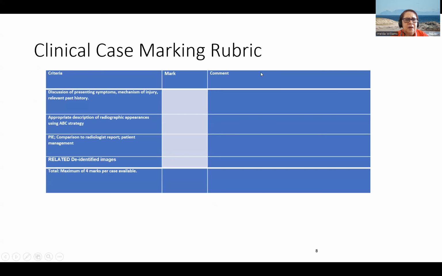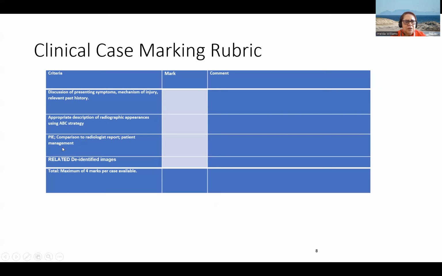So this is the marking rubric for RAD 5109. So we've got the symptoms there. Apply the ABC search strategy as you evaluate the images. However, you don't need to comment on each of the ABCs. So for example, if you are referring to, say, a foot and there is a fracture, you can mention the bone, you can mention if there's any displacement, and if there's any soft tissue signs, but you don't need to go through all of that.